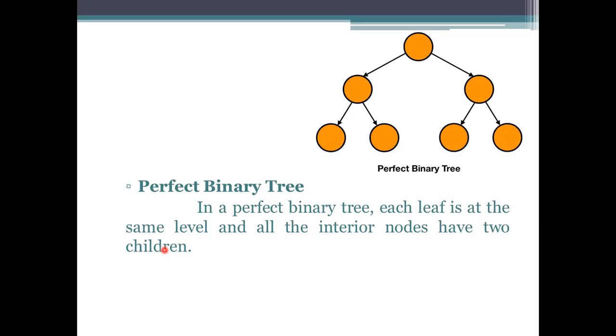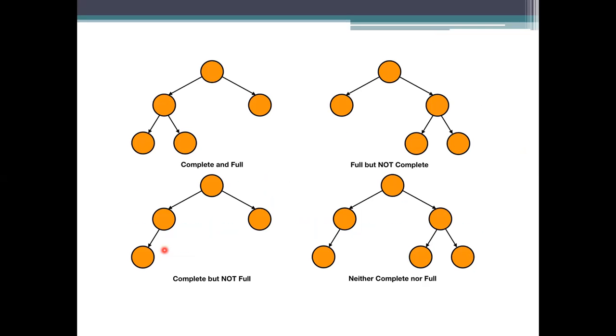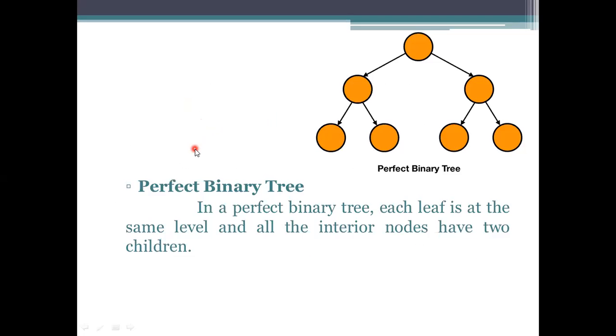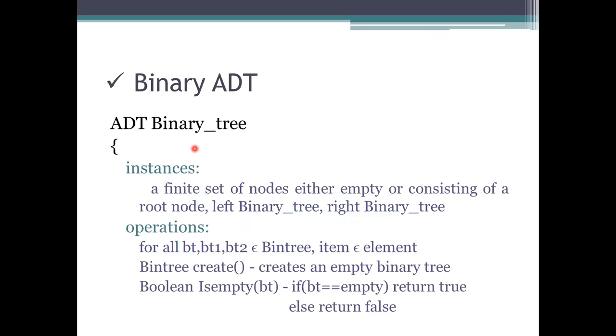Perfect binary tree means everything is at the same level. Here, this one is a full tree, but it is not at the same level. It has ended at this level and it has ended at this level. Then it's not a perfect binary tree. A perfect binary tree means each leaf should be at the same level, so the level should be the same for each and every parent node considered at that level.